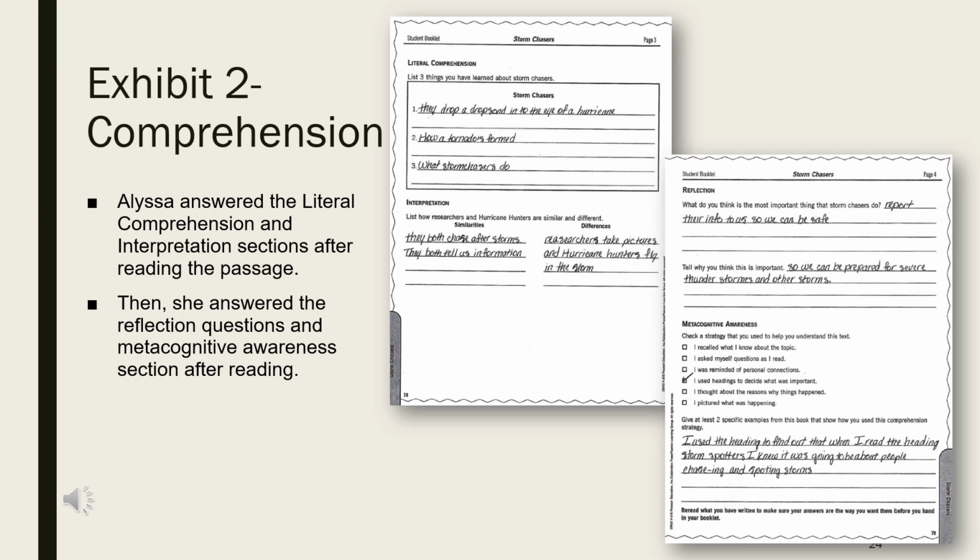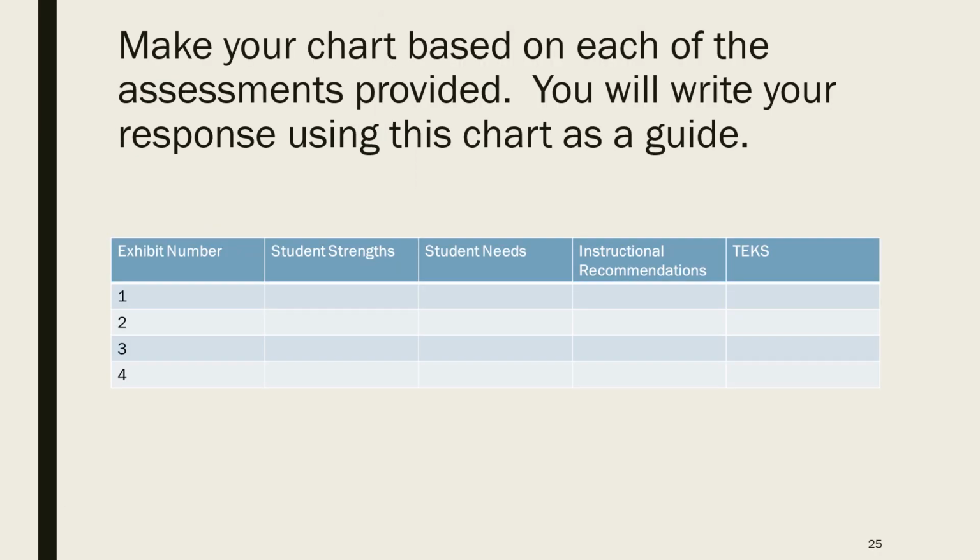And these are all things that you can pull out strengths and needs from when it comes to thinking about what instruction Alyssa would need. So you would make your chart based on Exhibit 2 and talk about Alyssa's strengths, one need that she has, and one instructional recommendation that you have for her based on that need.